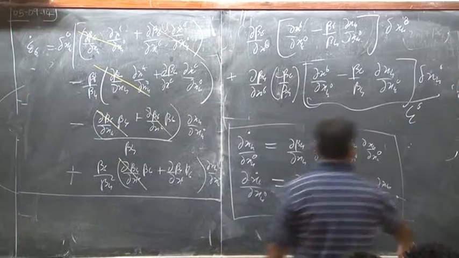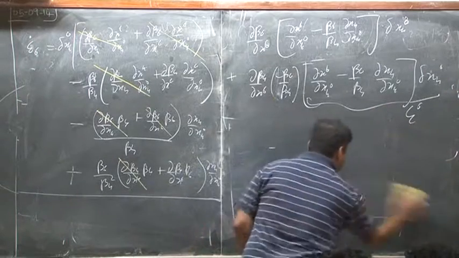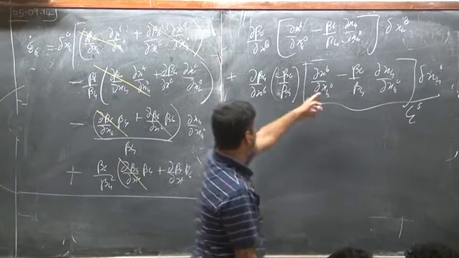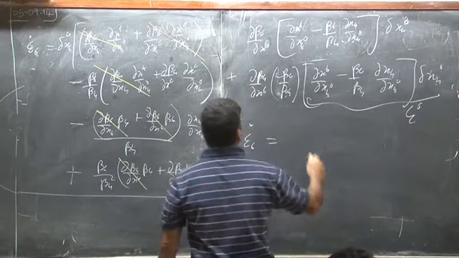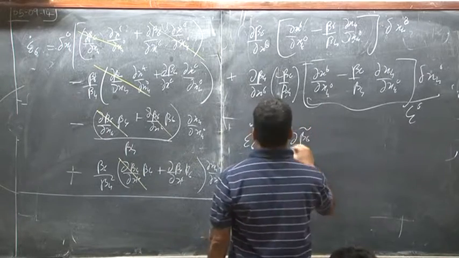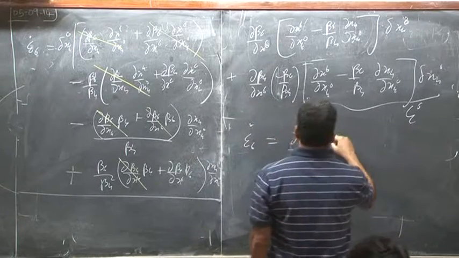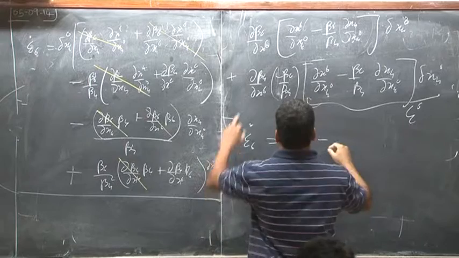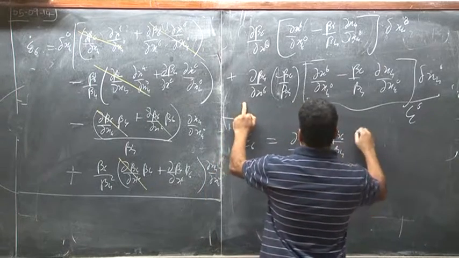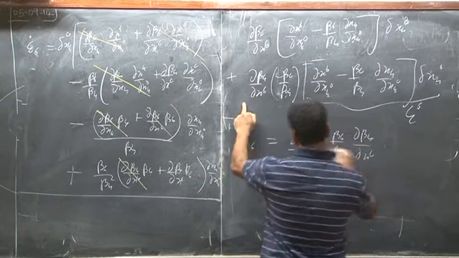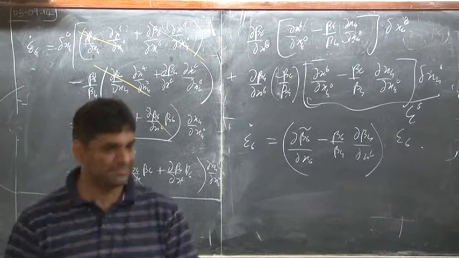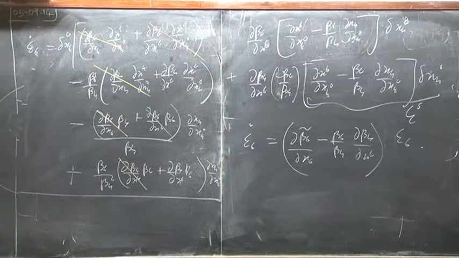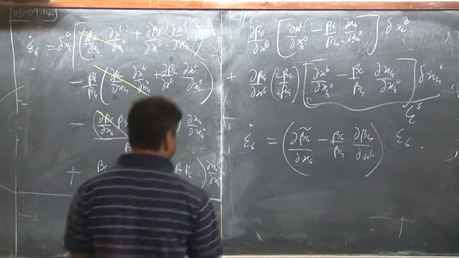Okay, so we come to the conclusion. No, this is just zeta 6. Let me tell you this. Zeta 6 dot is equal to del beta tilde, not with the tilde, del x6, minus beta 6 by beta 4 del beta 4 by del x. Okay, look, it's quite a beautiful equation.